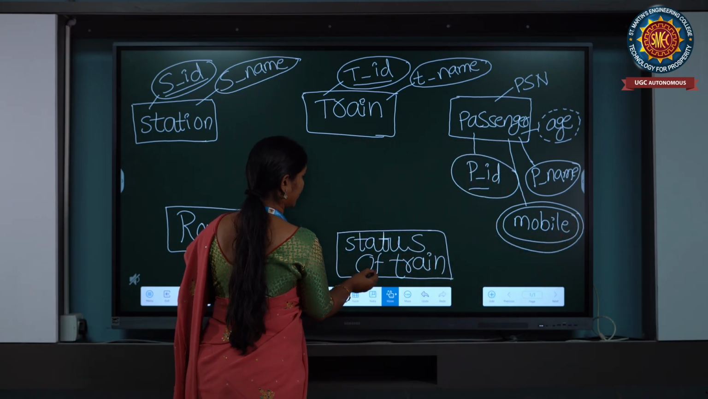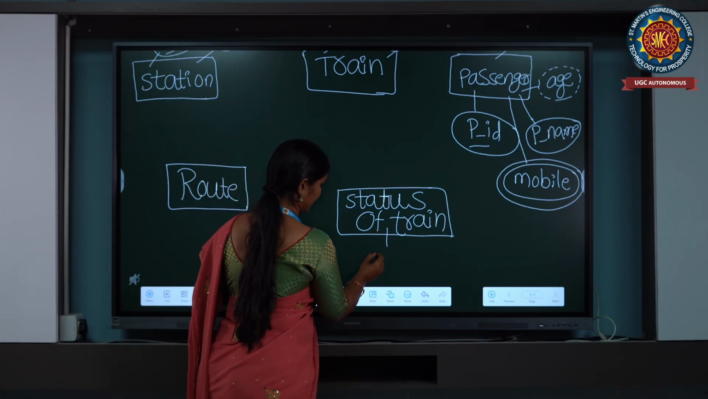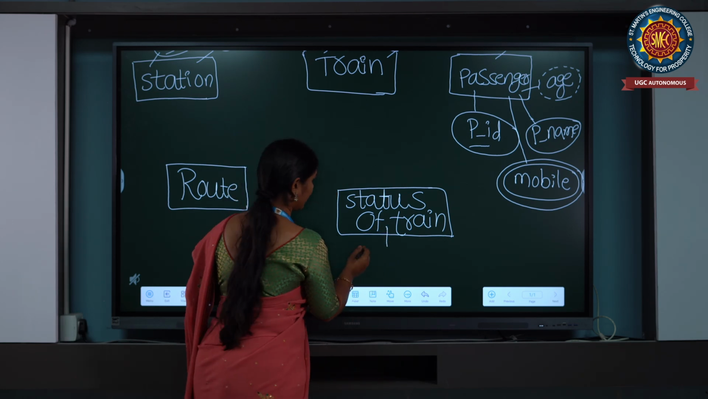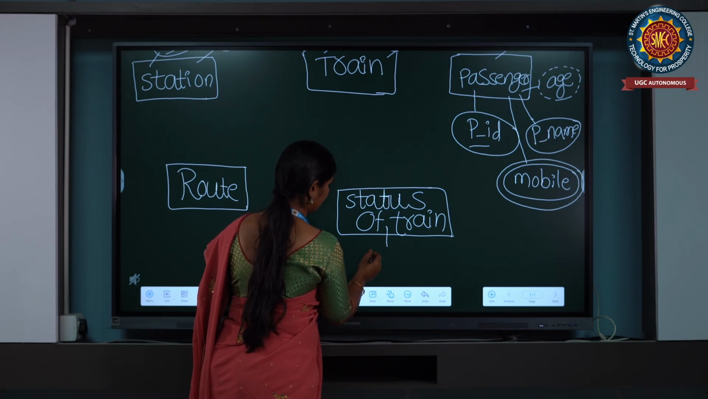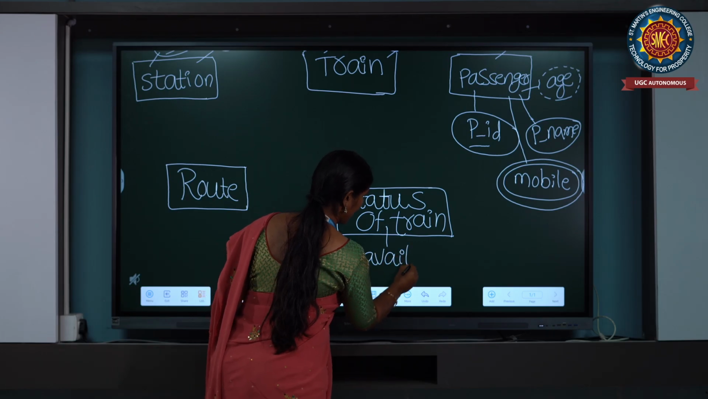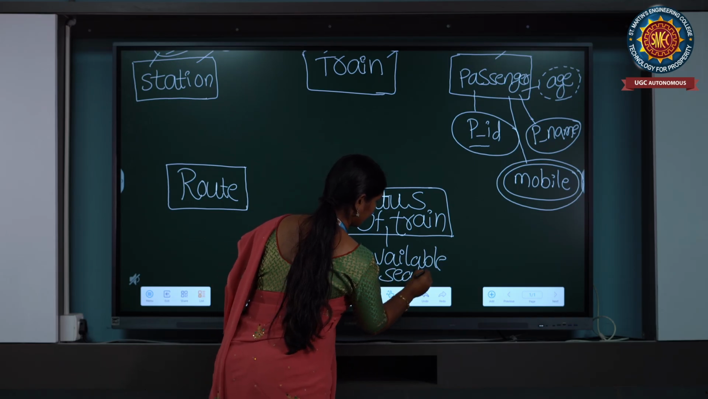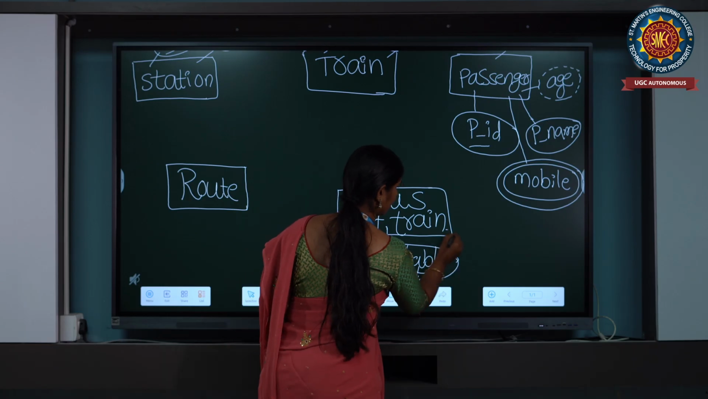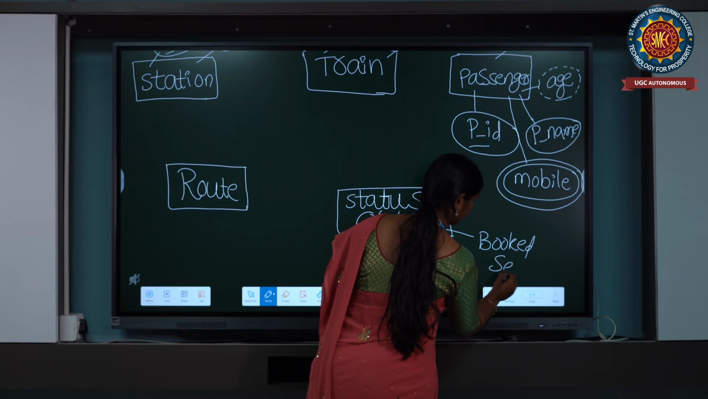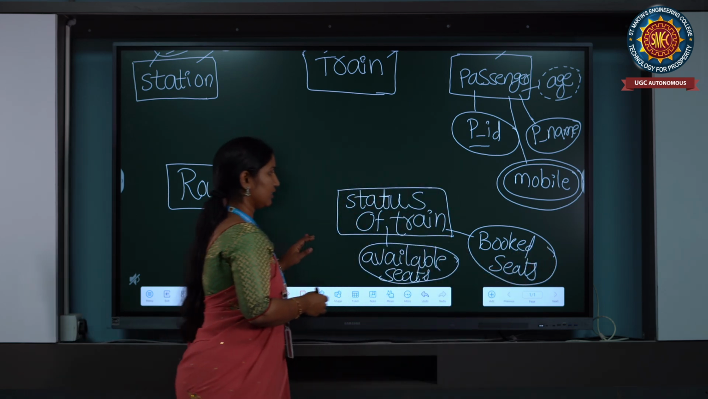Next we have to know the status of the train. By status of the train, we mean how many seats are available. This is the checking of the status of the train. We need to check the available seats, and we need to check the filled seats, the already booked seats. These all are the different attributes of the status of the train.